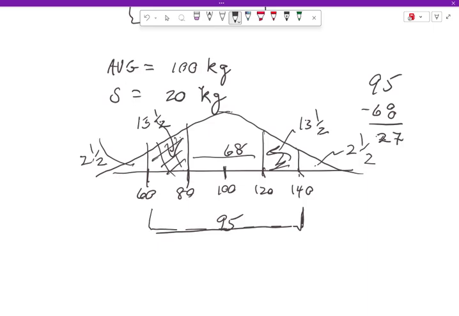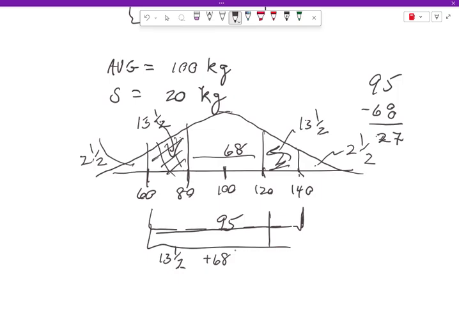The chance that the elephant birth weight is between 60 and 120 is going to be 13 and a half plus 68. Add those together and I have the probability between 60 and 120. All of these things are calculated this way.